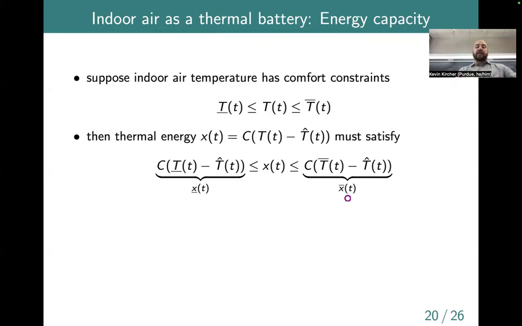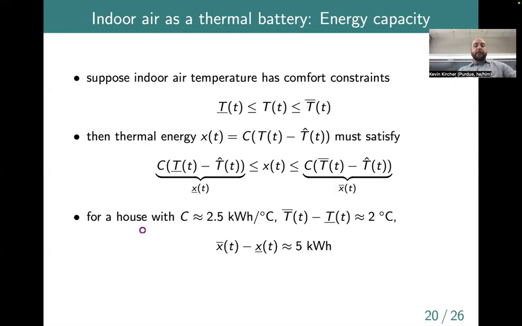And interestingly here, they end up being time varying, or potentially time varying, because the set point, the nominal temperature T hat, could be time varying. So we've generalized the battery model slightly. In the true electrochemical battery model, we had constant energy constraints, but here we have time variables. Okay, and then how big is this? The energy storage capacity would just be the difference between the max X and the min X.